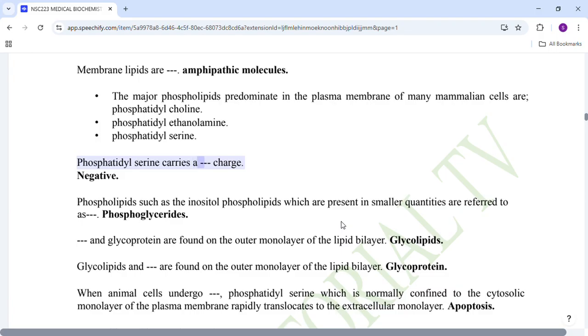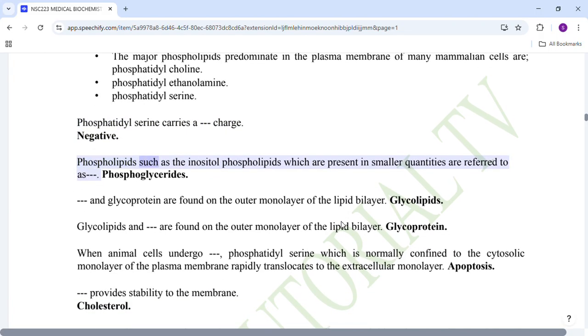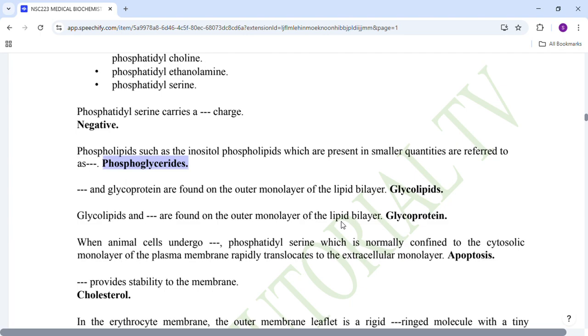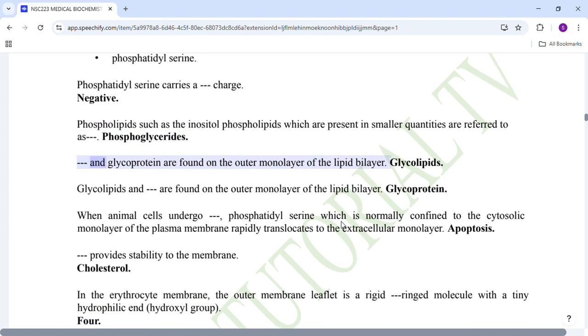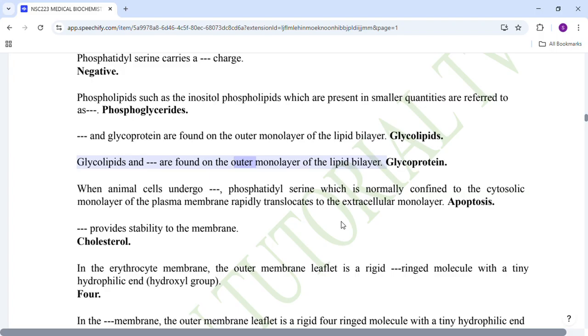Phosphatidylserine carries a negative charge. Phospholipids such as the inositol phospholipids, which are present in smaller quantities, are referred to as phosphoglycerides. Glycolipids and glycoproteins are found on the outer monolayer of the lipid bilayer.